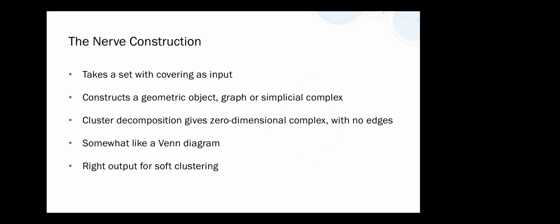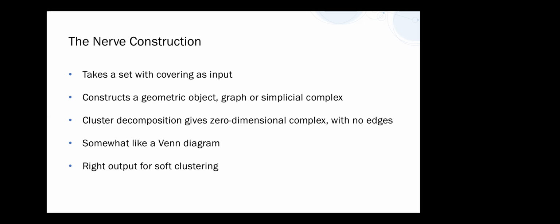Okay. So what does the nerve construction do? It takes a set with a covering as its input. It constructs a geometric object. Actual honest cluster decompositions, where the sets are disjoint, give a zero-dimensional complex, so it's a discrete set of points. But now we can see that this is the right kind of output for soft clustering. Soft clustering shouldn't just be a list of soft clusters that we're covering. We should have some indication of what the overlaps and correlations are. It's a little bit like a Venn diagram.